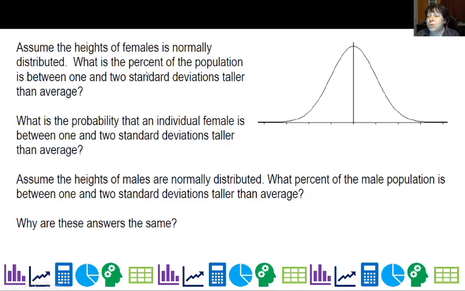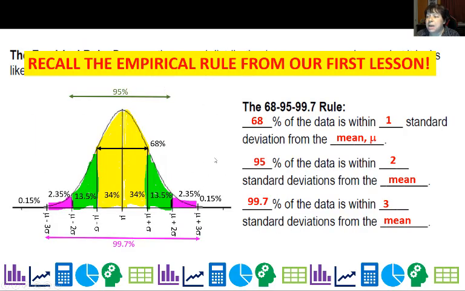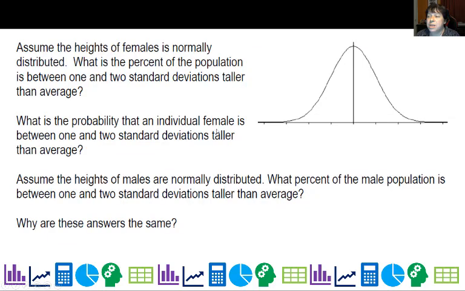Well, before I do that, let's recall from our earlier lesson that we had this beautiful model, the normal model. And for certain values, like 1 or 2 or 3 standard deviations away from the mean, we know what percentages fall into those categories. So looking back at ours, what percent of the population is 1 to 2 standard deviations taller than average? Well, that's this piece from the graph we were just looking at. So using the empirical rule, it is 13.5%.